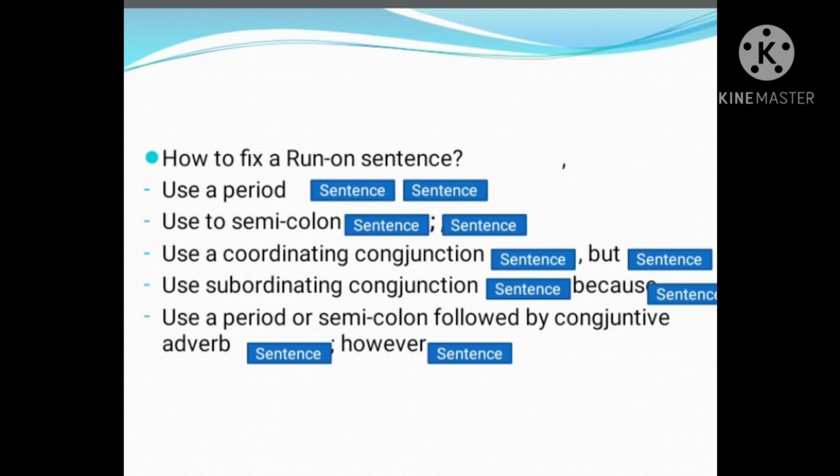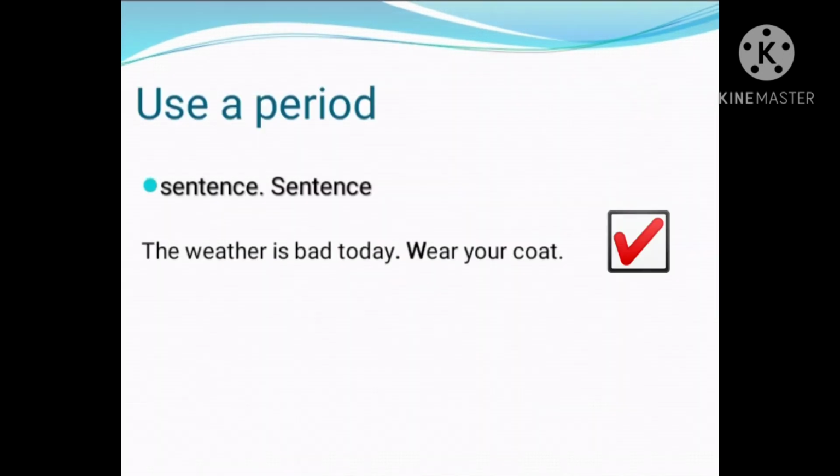First, use a period. Second, use a semicolon. Third, use a coordinating conjunction. And the fourth, use a subordinating conjunction. And the last, use a period or semicolon followed by a conjunctive adverb, such as however.